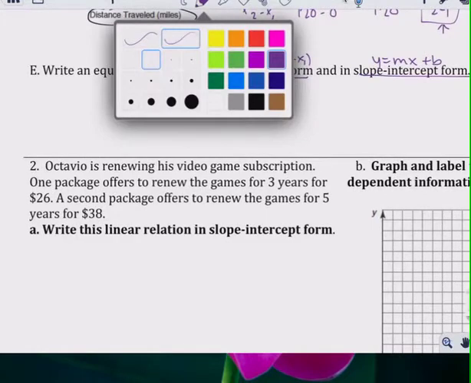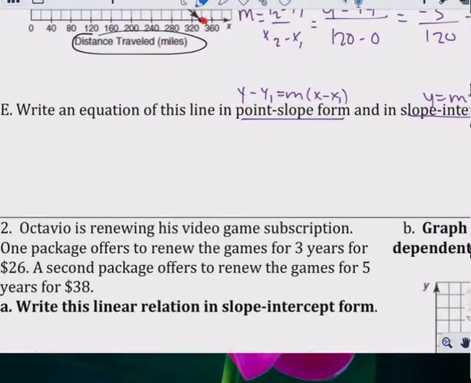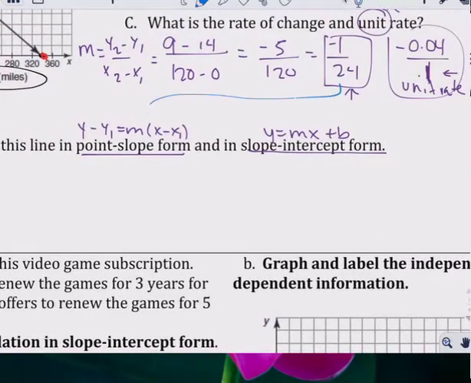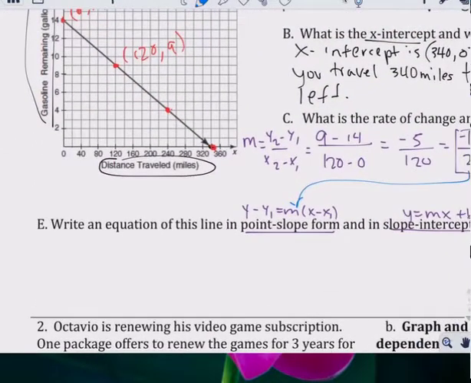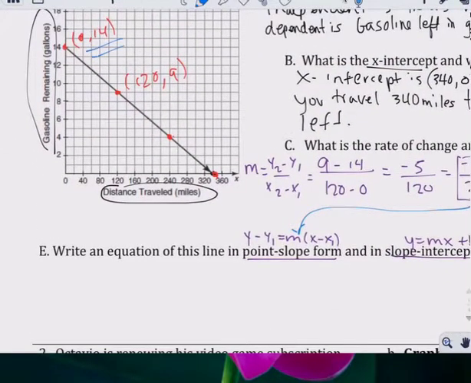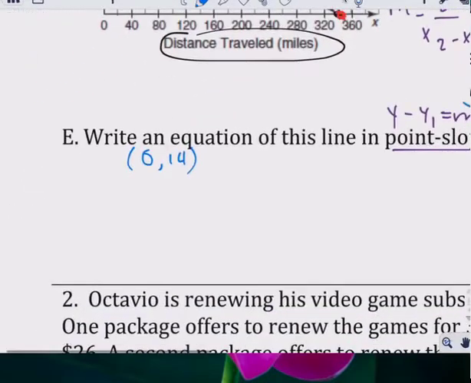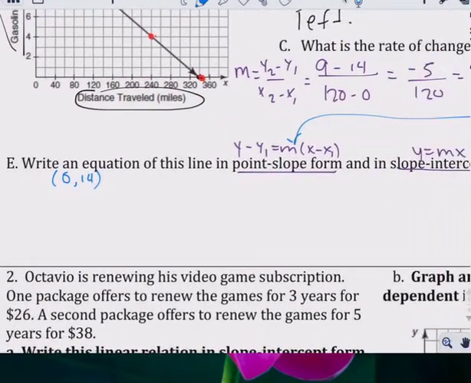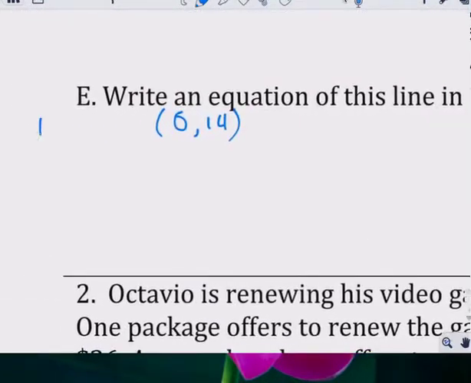We don't know the slope. Now, write an equation of a line. Okay, so we use slope. Remember fractions, not decimals. So I'm going to use 0, 14 because it's an easier number than 120 and 9. Slope is, in this case, reduced to negative 1 over 24. I'm going to write it here so I don't forget or make mistakes.